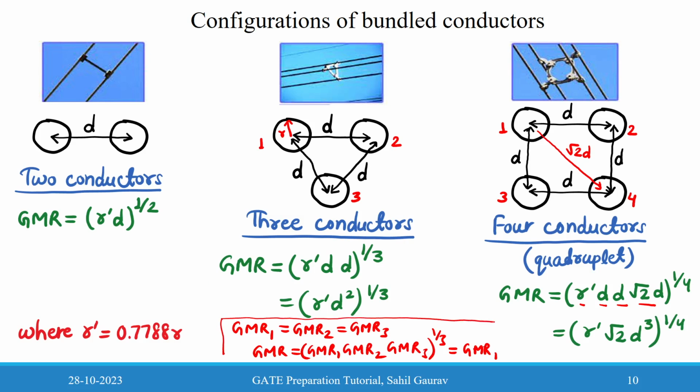If there are unequal distances, then this is useful, because the geometric mean radius for the first conductor is different, for the second conductor is different, and for the third conductor is different. This is a symmetrical configuration, so we can write the geometric mean radius directly here.